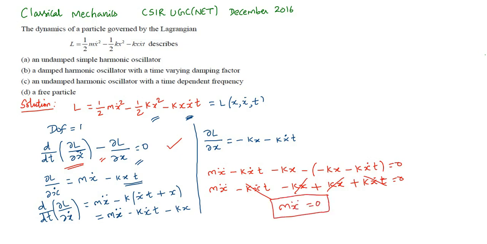So the net force acting on the particle is 0. Okay, so this looks like a free particle equation of motion. Therefore the answer for this problem is D. So the important point to be noted is, on seeing a Lagrangian, don't decide the system unless you calculate the equation of motion.